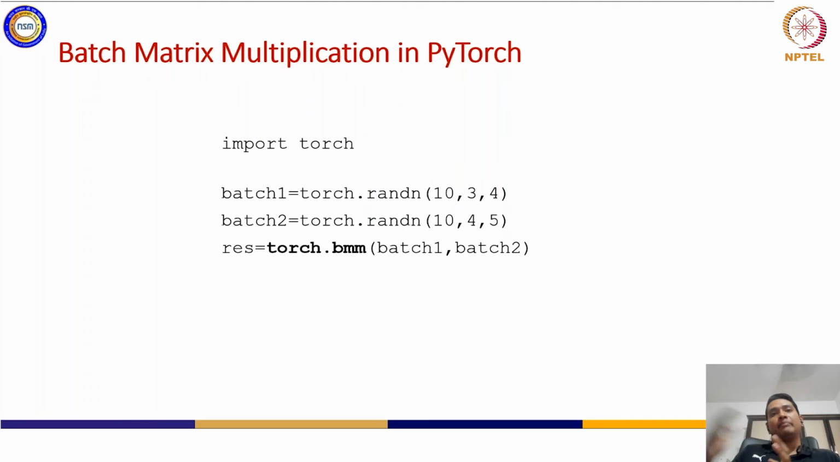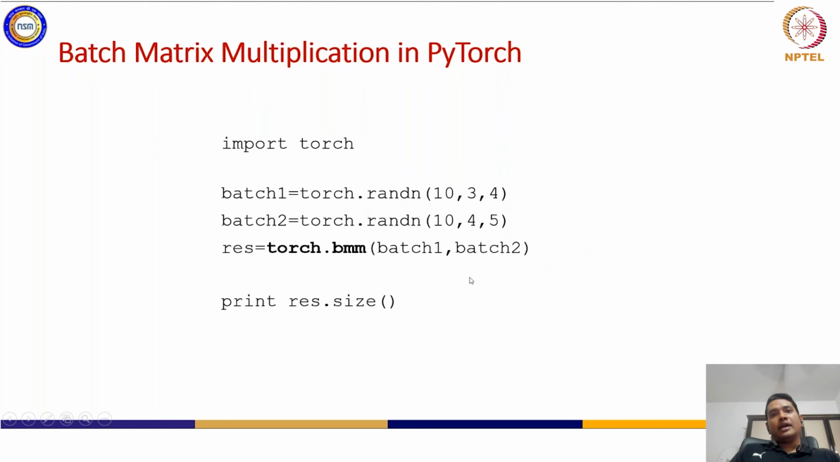That means 10 samples with this spatial structure. What is the spatial structure? 3 by 4. So you have 10 3 by 4 matrices, and another 10 4 by 5 matrices as batch 2, and you want to multiply these two batches, batch 1 and batch 2, with the BMM function.